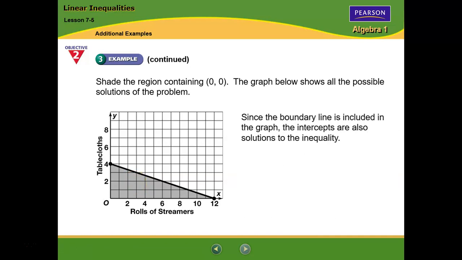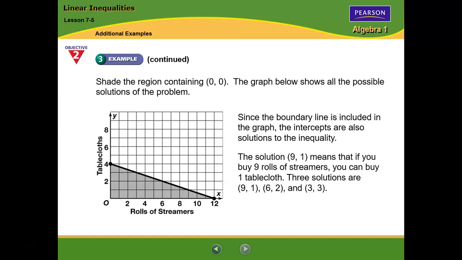So we could pick any 3 combinations that we want here. For this demonstration, I said 9 rolls of streamers and 1 tablecloth, 6 rolls of streamers and 2 tablecloths, or 3 rolls of streamers and 3 tablecloths. But again, my advice to you, because you're going to be drawing by hand, when you go to pick your solutions, try to stay away from the line if you can, unless you are absolutely sure that point is on that line. All right, you can watch this video as many times as you need to see how to solve these simple problems. And once you feel comfortable, you can start your exercises. Good luck.